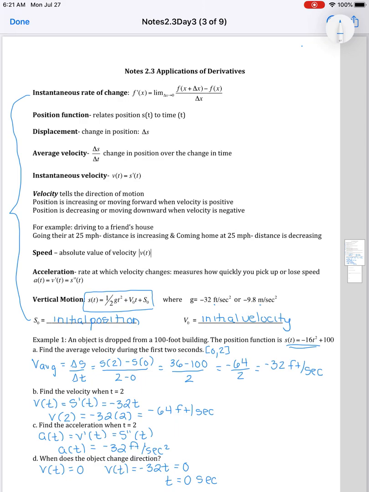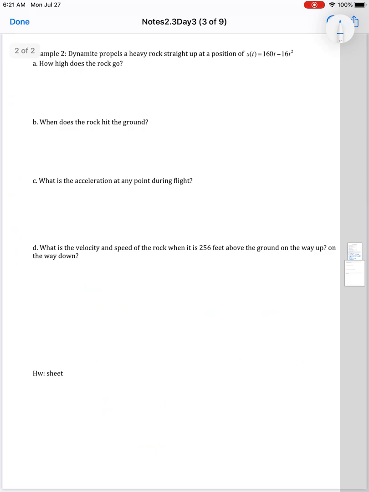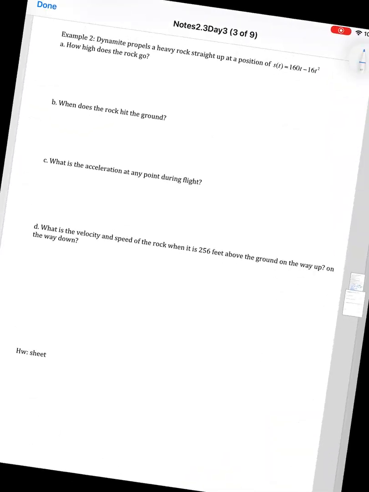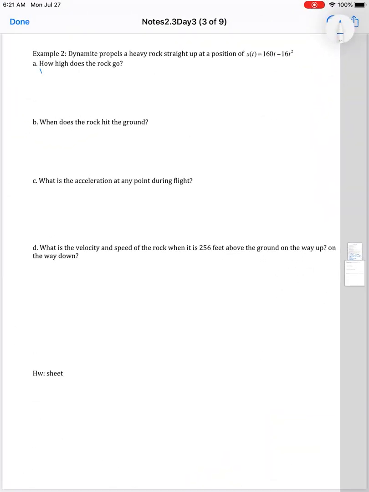And then it says, when does the object change direction? When something changes direction, that means your velocity is 0. So you take your velocity equation, which is -32t, and set that equal to 0, and that means at time 0 seconds is when the direction is going to change, because you walk something up to a building and now you're dropping it down.